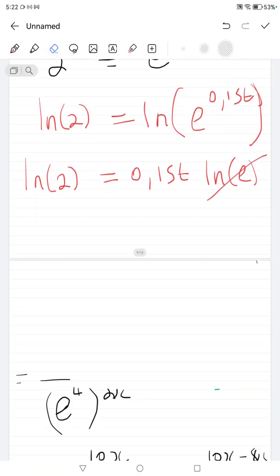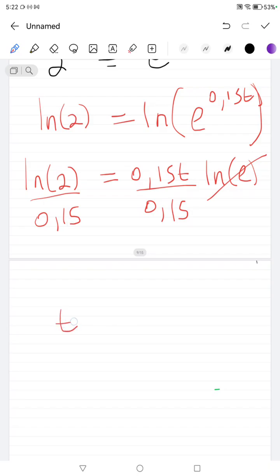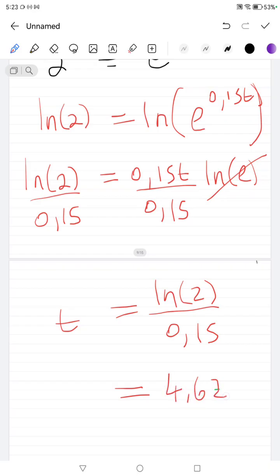Then we are only interested in working out this remaining part. So here you can just straight up divide with your 0.15. That means your t would be equal to ln of 2 divided by 0.15. Then can someone give us an answer for this one? The answer is 4.62.